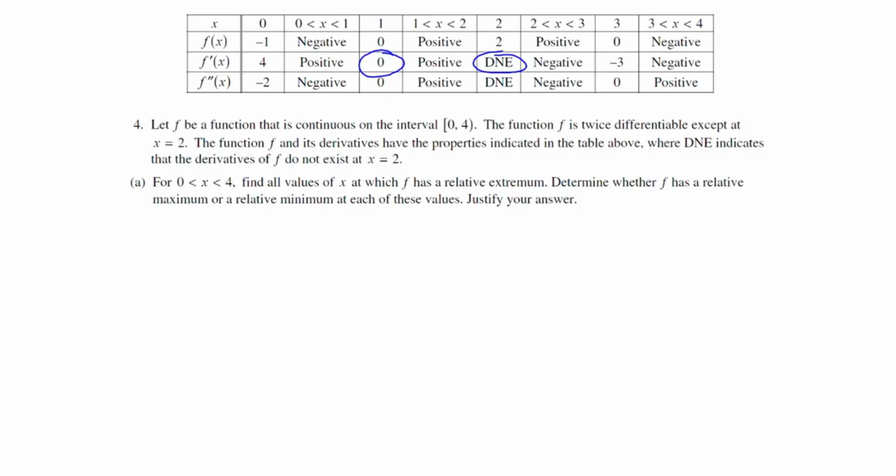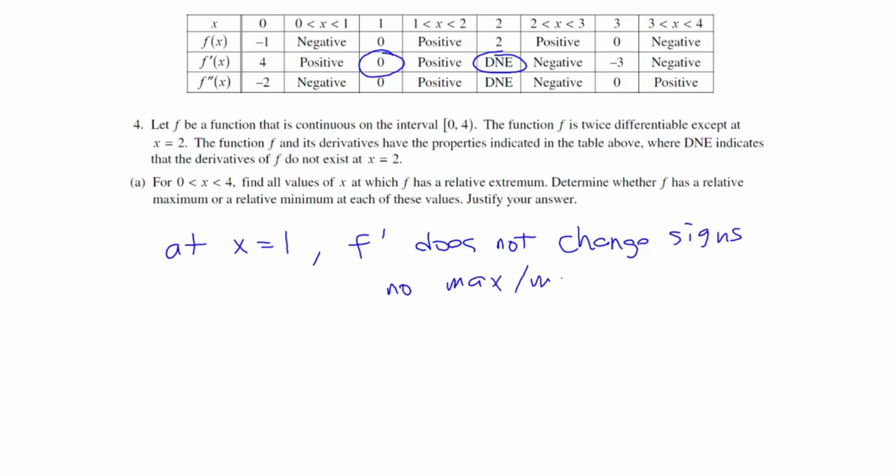And so we can see, though, that at x equals 1, f prime does not change signs. And so no max or min. Right? Because it started out as positive and was still positive afterward. But at x equals 2, f prime does not exist.